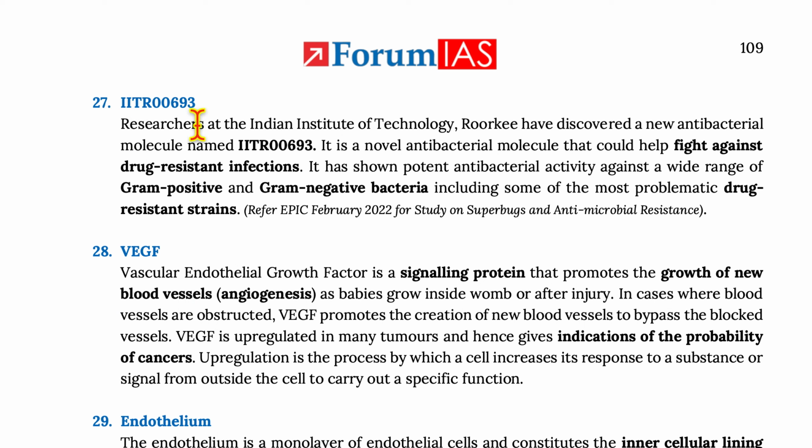IITR0693. Researchers at the Indian Institute of Technology Roorkee have found a new antibacterial molecule named IITR0693. It is a novel antibacterial molecule that could help fight against drug resistant infections. It has shown potent antibacterial activity against a wide range of gram-positive and gram-negative bacteria, including some of the most problematic drug-resistant strains.